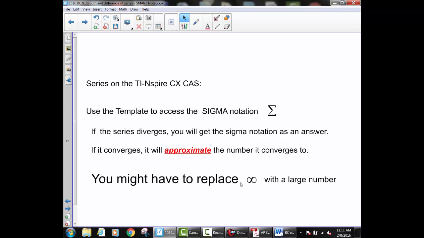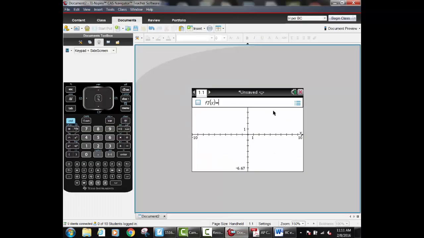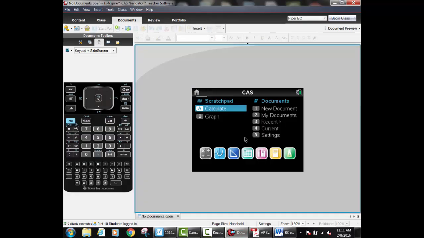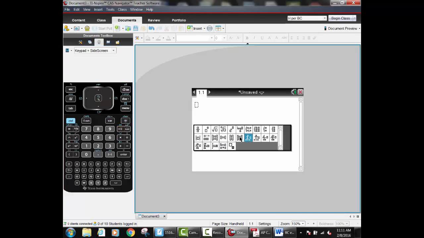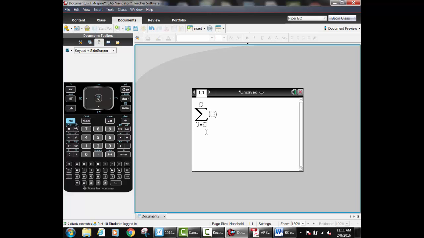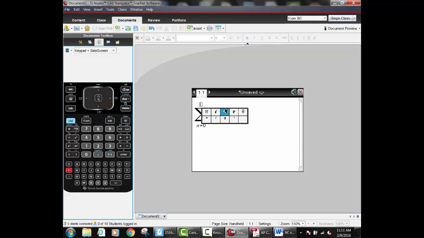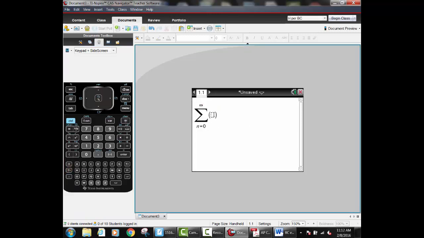Every once in a while, trying to use infinity will backfire on you, and you can just replace it by a large number. So, for example, if you do summation, let's do one we know. Let's say n goes from 0 to, and we'll call it infinity, of, let's say, 3 times (0.5) to the power of n.